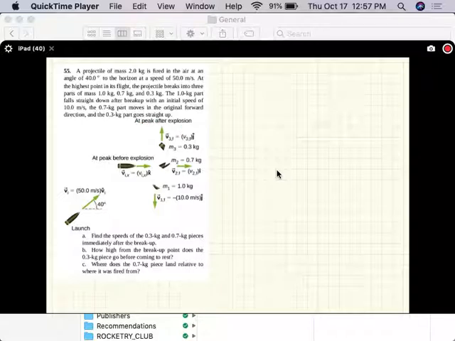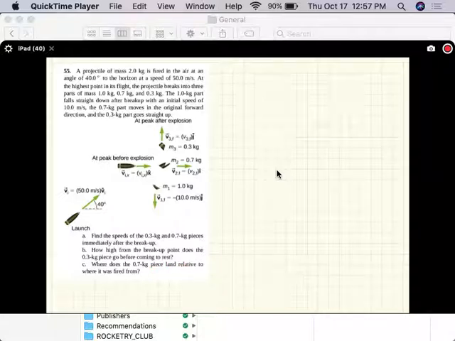At the peak after explosion, so this is at launch. Find the speed of the 0.3 kg and 0.7 kg pieces immediately after breakup. How high from the breakup point does the 0.3 kg piece go up before coming to rest? Where does the 0.7 kg piece land relative to where it was fired from?